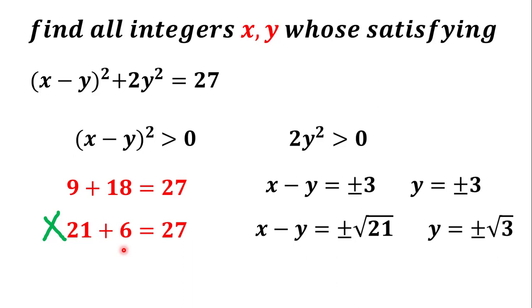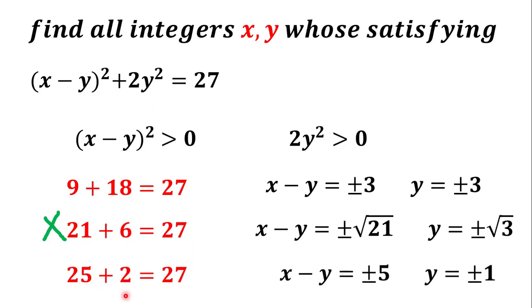One of the other possibilities is 25 and 2. (x - y)² is 25 and 25 is odd, and 2y² equals 2. So we are going to get x - y equals plus or minus 5 and y equals plus or minus 1.